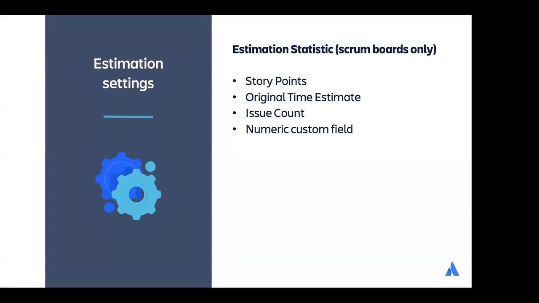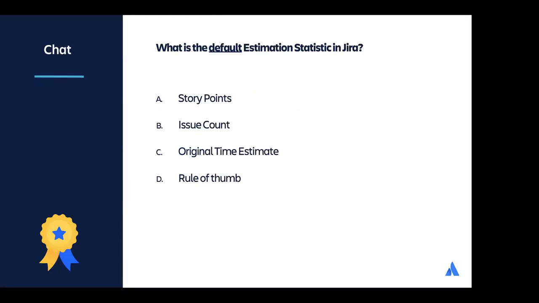And then finally, you can actually use any numeric custom field in Jira as the estimation. Those estimates are entered on issues in the backlog or in the issue detail view. So what do you think?